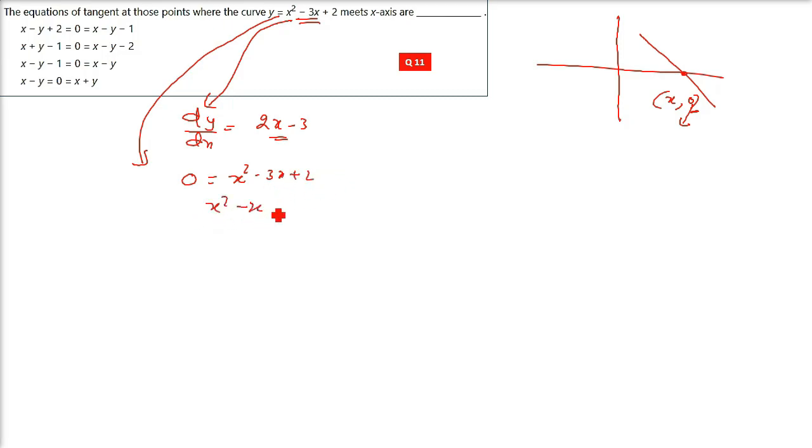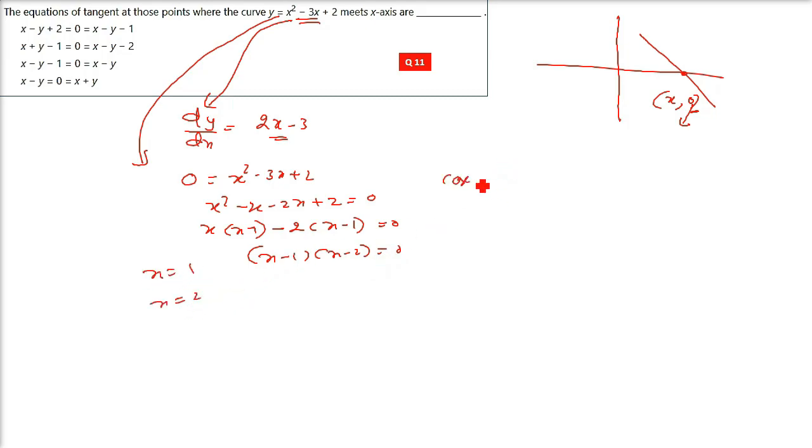x you can take common, x minus 1 minus 2 you can take common, x minus 1 equals to 0. So the roots are x minus 1 and x minus 2, putting 0, x will be equal to 1 or x is equal to 2. So let us take case 1 where x is equal to 1. When x equals to 1, y is of course 0 in both the cases. Let us take case 2 where x is equal to 2 and y is again equal to 0.